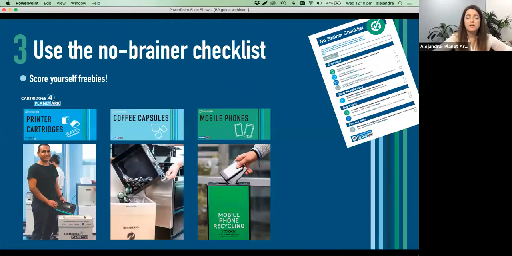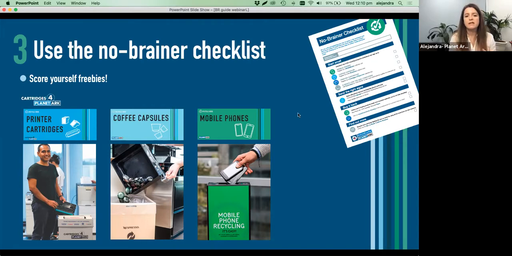Number 3, you can use our Nobrainer Checklist, and you can just download it. This is a checklist that helps you to keep track of your progress. And the first thing that you can do with this is to score yourself some freebies and start small. And by freebies, I mean services that will recycle something in your workplace that are not recyclable through the normal recycling bin. And this could be printer cartridges. And this is done by our Cartridges for Planet Art program, coffee capsules, and mobile phones.